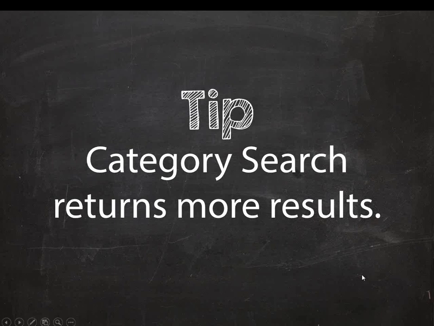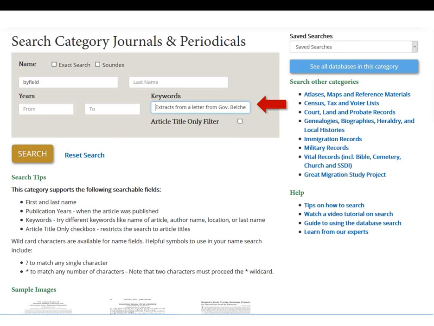I'll show you a specific example if we go forward. We'll use the category of journals and periodicals. One of the things worth mentioning in journals and periodicals is that the years are actually publication years, not the event year. But I'm going to do a simple test. I want information about someone with the rather unusual first name of Byfield. And I think there may have been an article about extracts from a letter from the governor, so I'll put the name of the article in, which is one of the things you can do, a search based on the title of the article within that periodical.